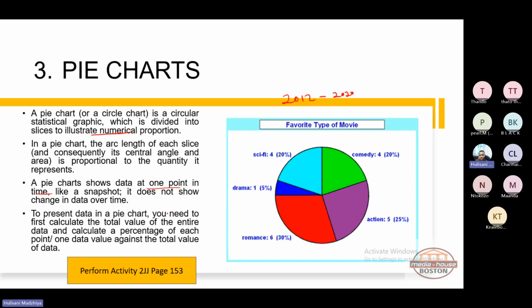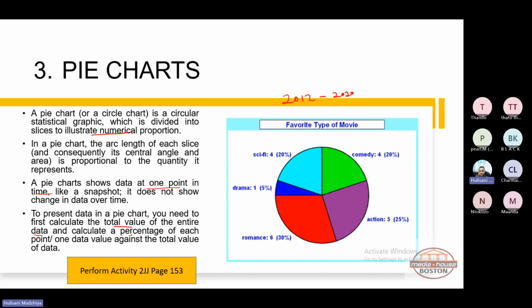To present the data in a pie chart, you first need to calculate the total value of the entire data, and then calculate the percentage, or the portion, that each point has of the total value. So you cannot do a pie chart without first calculating the total value. And each illustration here represents a portion of the total value.